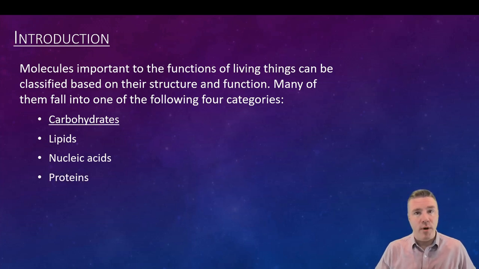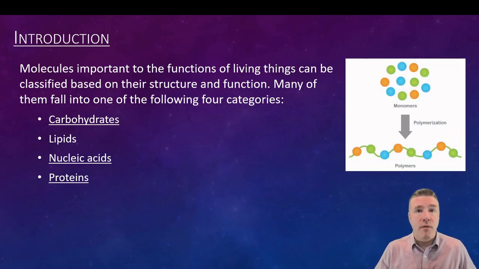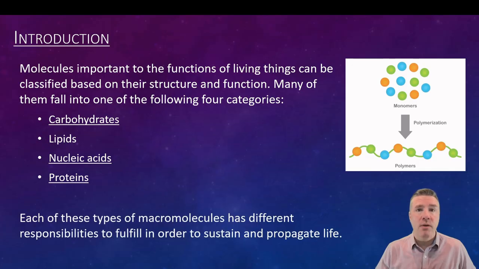Three of the four, carbohydrates, nucleic acids, and proteins, are considered polymers. This is due to the fact that the individual building blocks, or monomers, of those macromolecules all have the same basic structure. The suffix "mer" means unit or piece, and the prefix mono denotes one, whereas poly means many. Lipids, on the other hand, are constructed of different kinds of building blocks, which we'll see later in this presentation. Each of those groups of macromolecules has responsibilities in the sustainment and propagation of life.